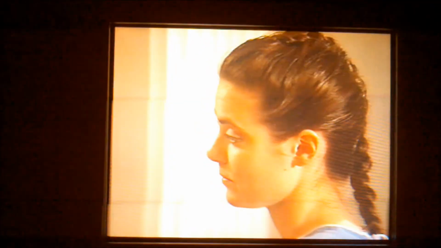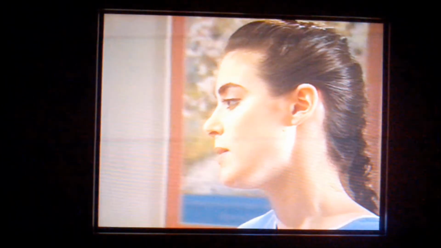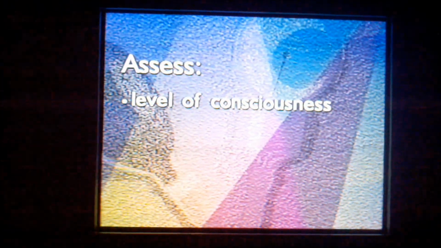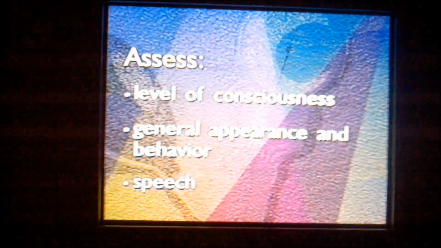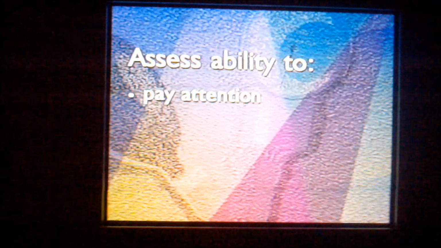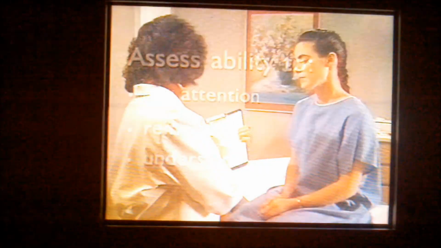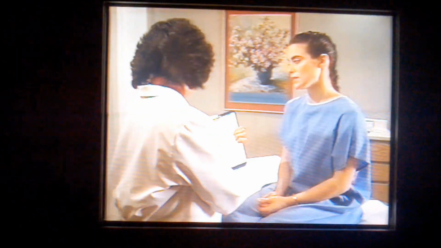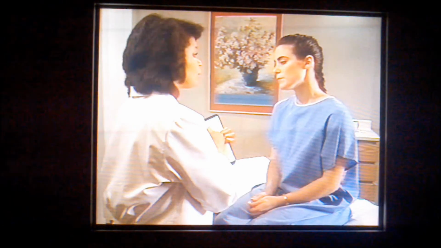In most cases, you'll assess your patient's cerebral functioning by noting her mental status and speech throughout the exam. During this time, observe and assess her level of consciousness, general appearance and behavior, and speech. Also, assess her ability to pay attention, remember, and understand. If you suspect an abnormality, follow through with more specific questioning and/or testing.